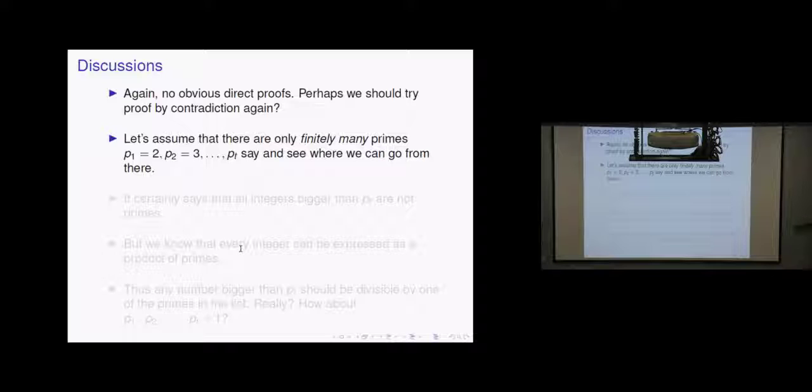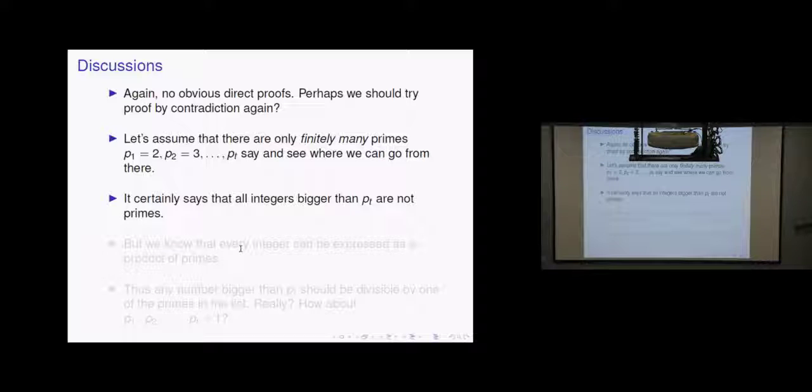So let's assume there are only finitely many primes. Let's write them out. The first one is 2, I know. The second one is 3, and so on and so forth, until you hit the last one, which is, let's say, p sub t. Let's see where we can go from here. So we have a complete list of all primes in the world. All here.